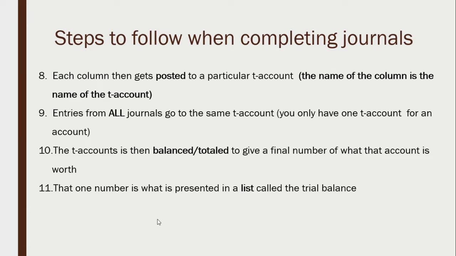And that number is then presented on a list called the trial balance. So this is where we summarize our trial balance. We split it between the statement of financial position and the nominal accounts, so that we are able to work out what is the net worth of an owner in the business, as well as what is the profit and loss in a specific entity.